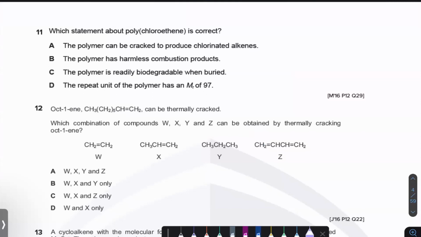Which statement about polychloroethene is correct? The polymer can be cracked to produce chlorinated alkenes. ये बात ठीक है, किसी भी polymer को आप तोड़ के smaller alkenes बना सकते हैं. And this one is true. The polymer has harmless commercial product. No, it has chlorine. It produces HCl when it burns. It is readily biodegradable. All addition polymers are notorious when it comes to biodegradability. So that's not the case.